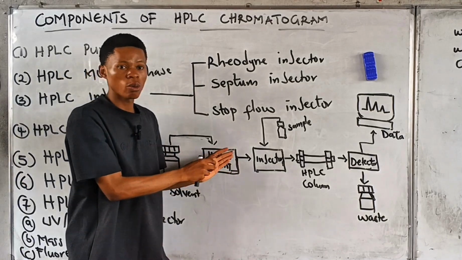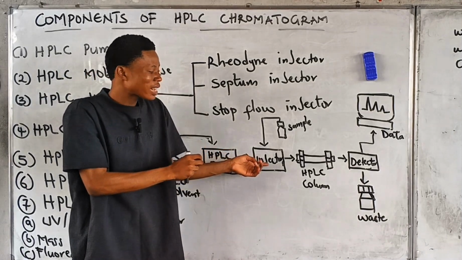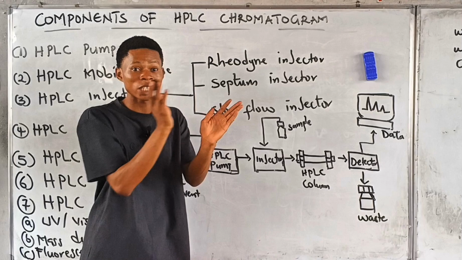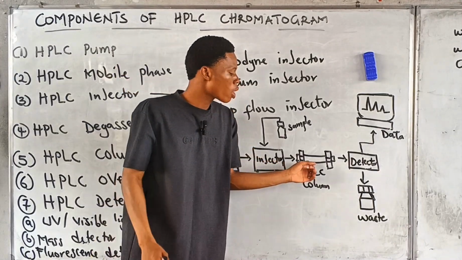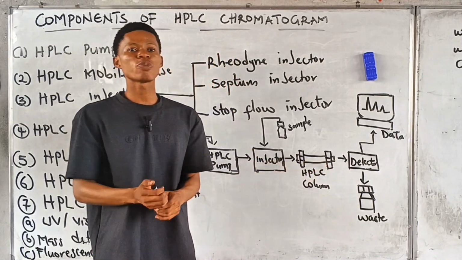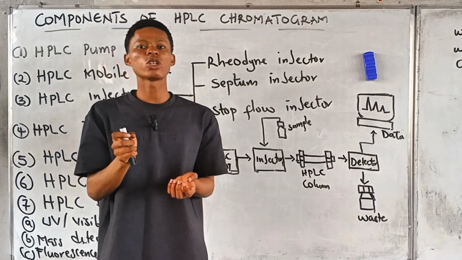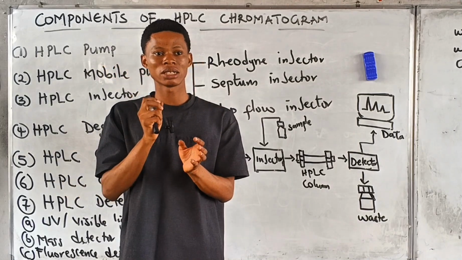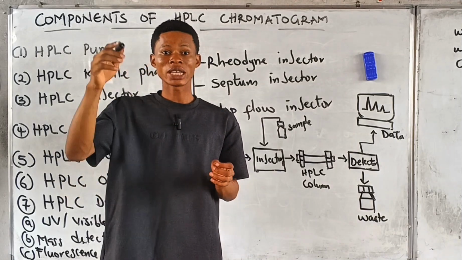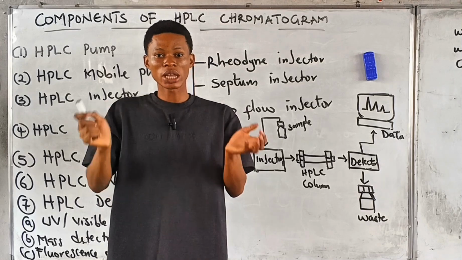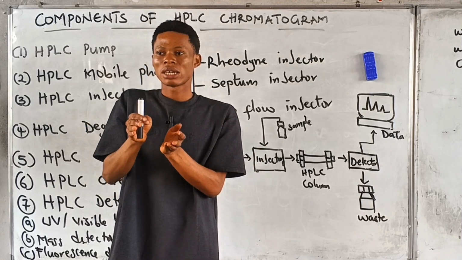The mobile phase that is coming from here with high pressure will now carry that sample throughout the column with high speed. Now here we have the column. The HPLC column is made of stainless steel. We've seen stainless steel, right? You've seen that stainless plate. Something like that. Stainless steel.